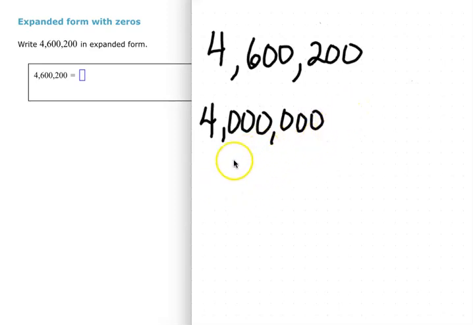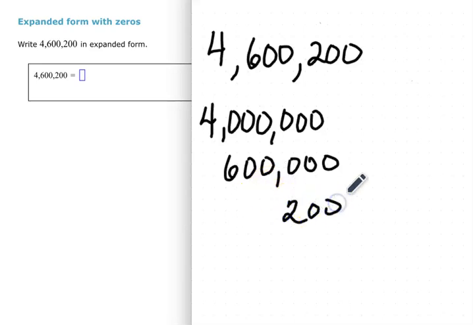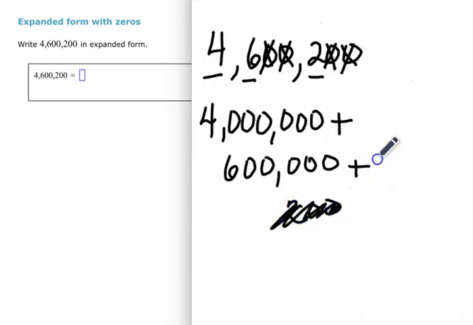I have a 600,000, and this is not going to all fit on the screen, but I'm going to just put it like this. Okay. And then I have a 200. And when I'm doing expanded form, I don't have any 10,000s here, and I don't have any 10s or 100s here. So I basically just have these 3 numbers, 4 million, then I have 600,000, then I have 200. And expanded form means I now add them all up together, okay? So I could just erase that and stick it up here just like that.